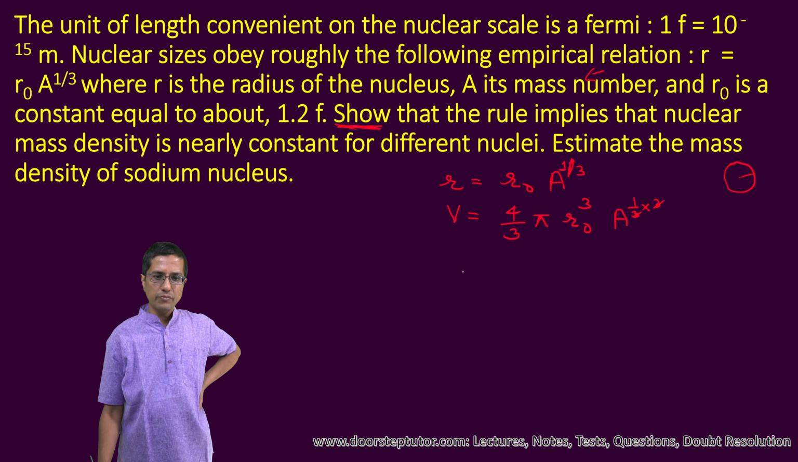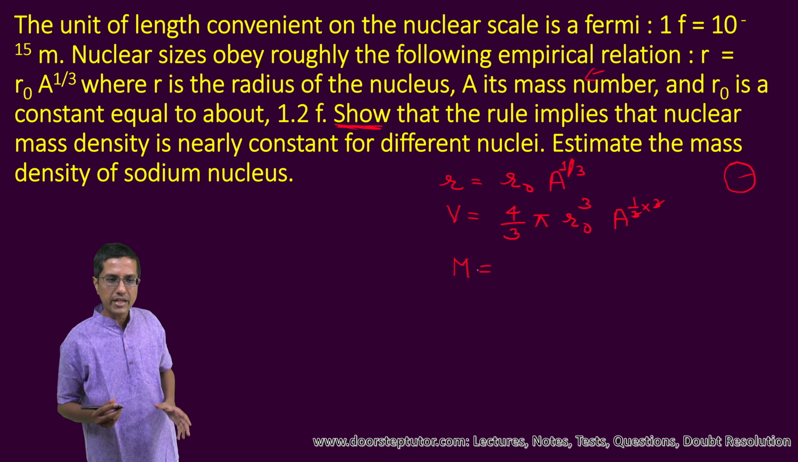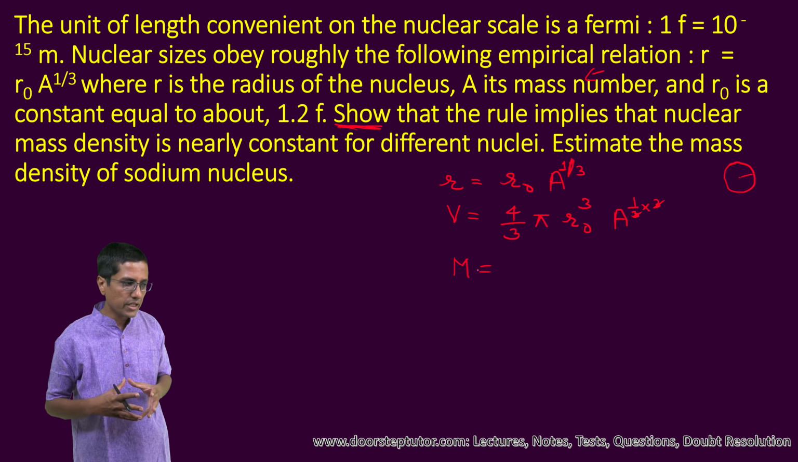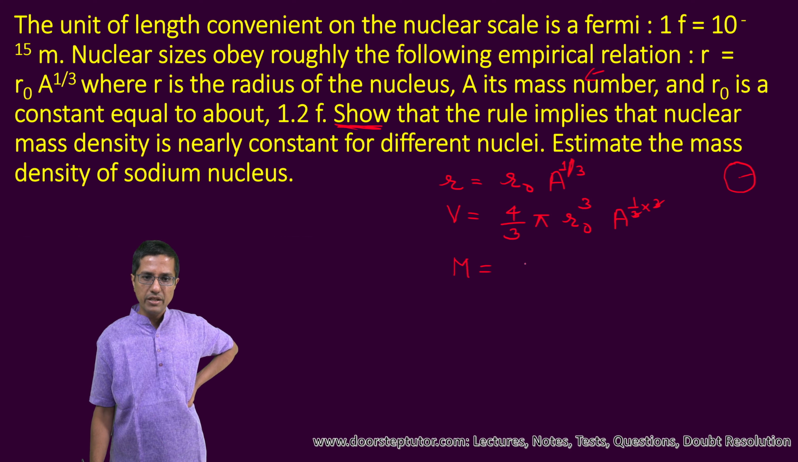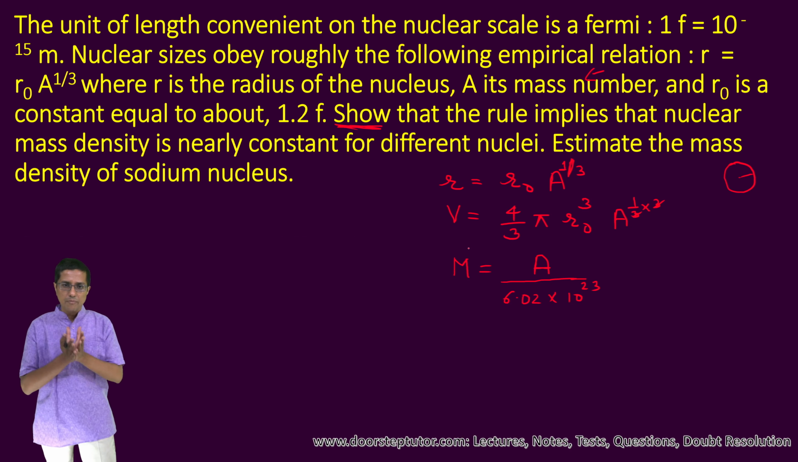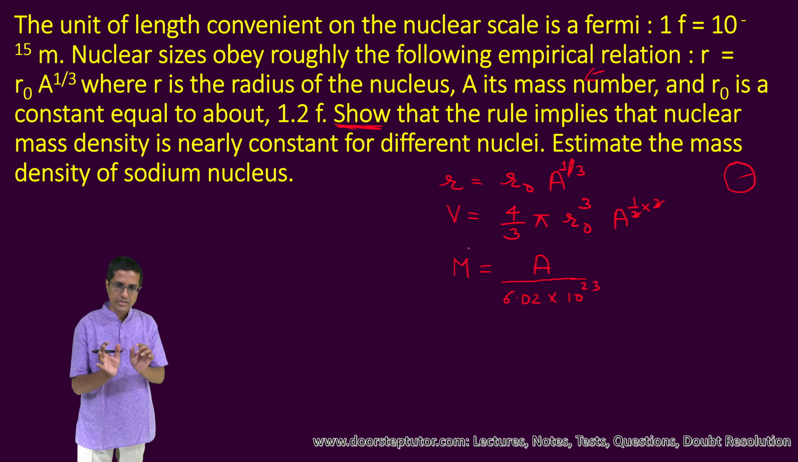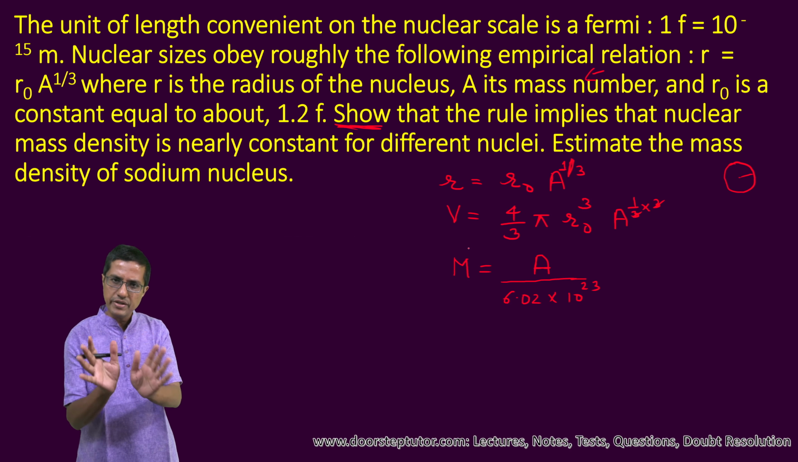This is the volume of the nucleus. What about the mass? We already know that if we take the Avogadro number, 1 mole of these nuclei would have a mass equal to A. So if I want the mass of one nucleus, I simply need to divide it by 1 mole. That is the mass of one nucleus. I'm just dividing the mass number by the constant 6.02 into 10 raised to power 23. That is very, very simple.